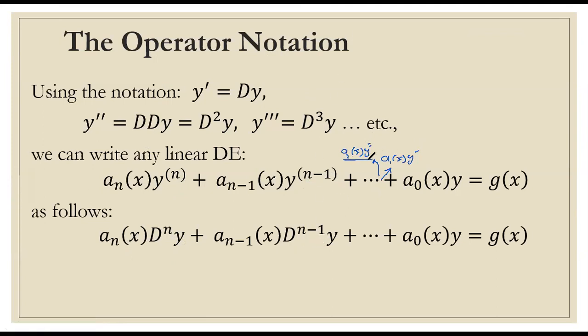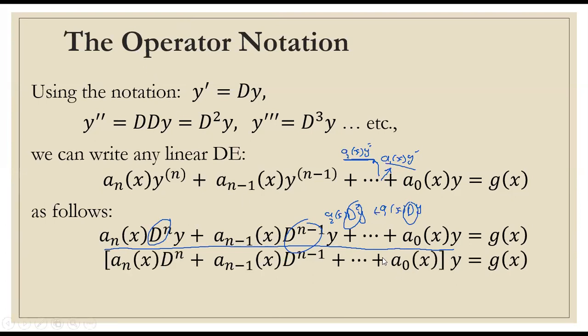Now, what about this? How can I write it? I can write a2(x) D squared y, the second derivative of y. Also, this one can be written a1(x) dy, and so on. Okay? Now, I can write this expression. And by the way, look at this expression. Here you have the nth derivative. Here you have the (n minus 1)th. Here you have the second derivative. Here you have the first derivative. I can write this differential operator, or derivative operator, as the following.